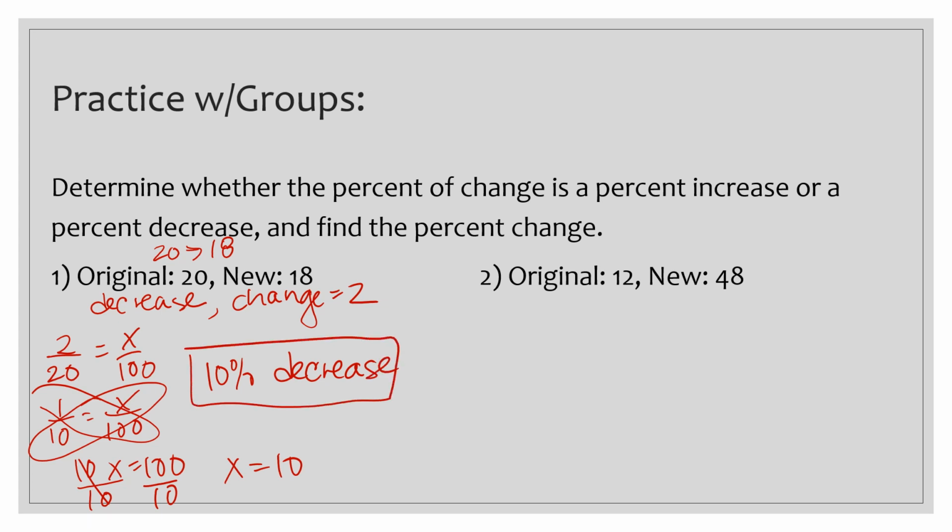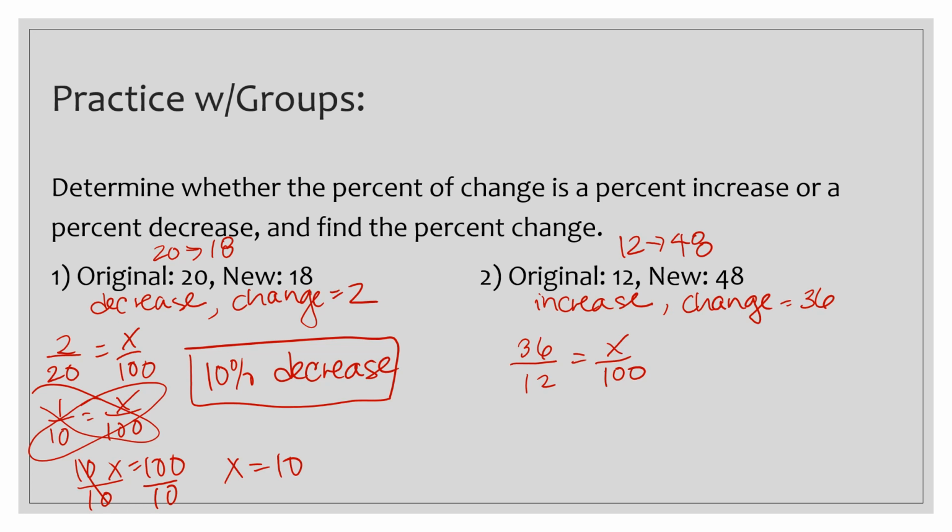10% decrease. Okay, looking at the next one, I went from 12 to 48. That looks like an increase to me. And the change, let's see, 48 minus 12, that is going to be 36. So the change goes on top, 36 over my original 12 equals x over 100.